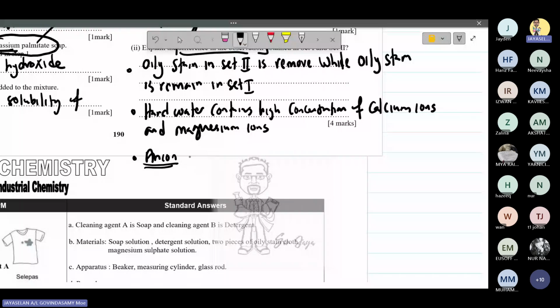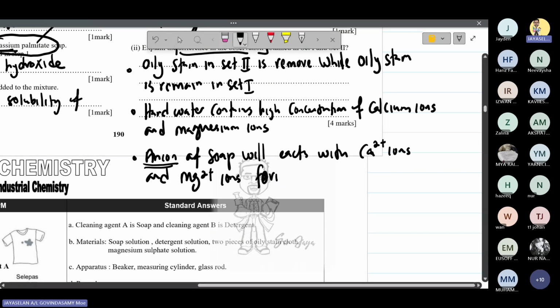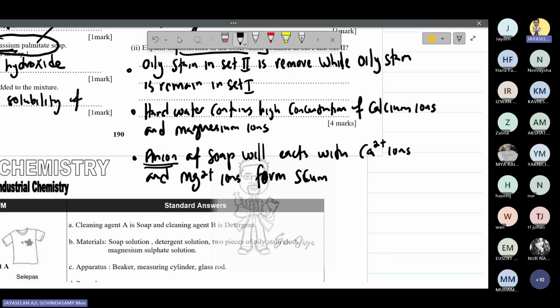Bila you letak soap, dia larut, dia pecah, dia akan bentuk kepala ada charge. So, you must put anion of soap will react with calcium ions and magnesium ions and will form what? It will form scum. Cukup. Thus, soap and ion of soap fail to clean, form scum. You already score 1 mark.